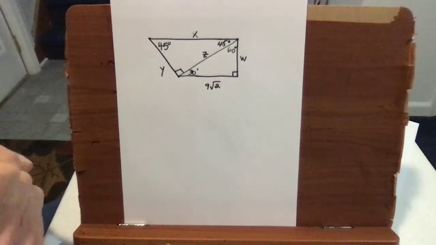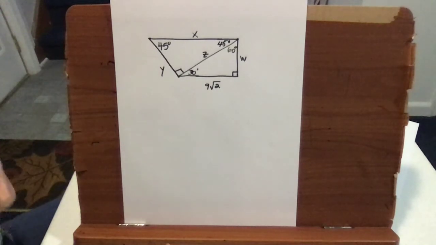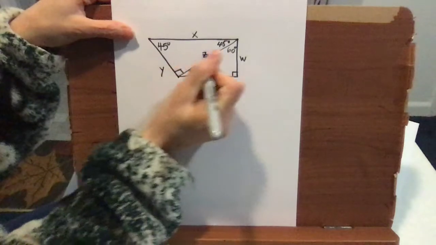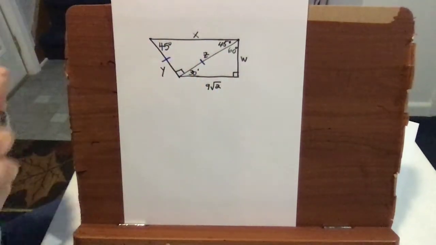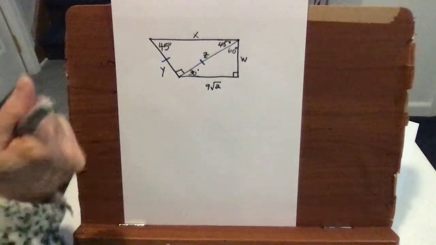All right, what we do know is our two legs, z and y, are going to be equal because they're opposite our 45-degree angles. So z equals y.